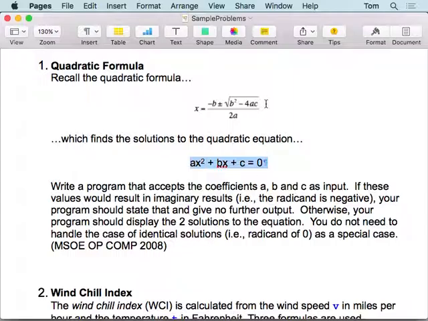So if you know a little bit about algebra, or maybe more than a little bit of algebra, then you know that this b squared minus 4ac sometimes is called the determinant, and it can determine whether we have no real roots, one real root, or two real roots, and so we could work that into our solution.